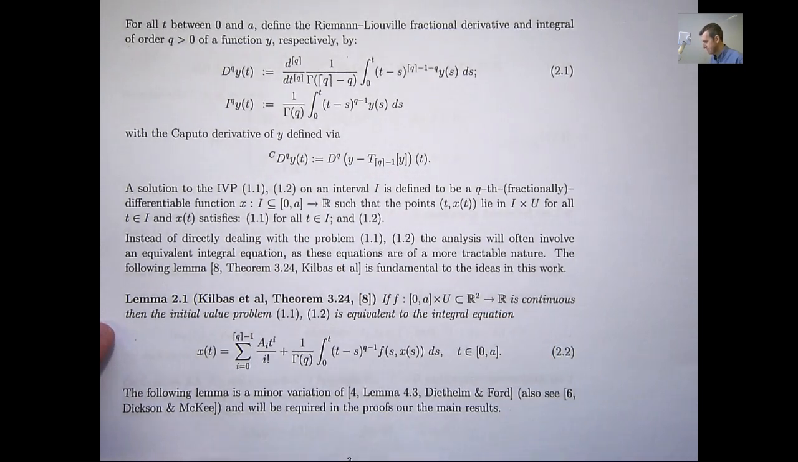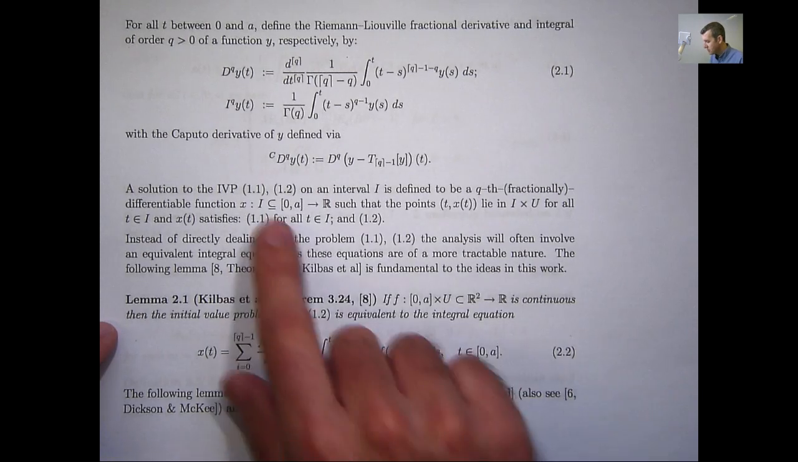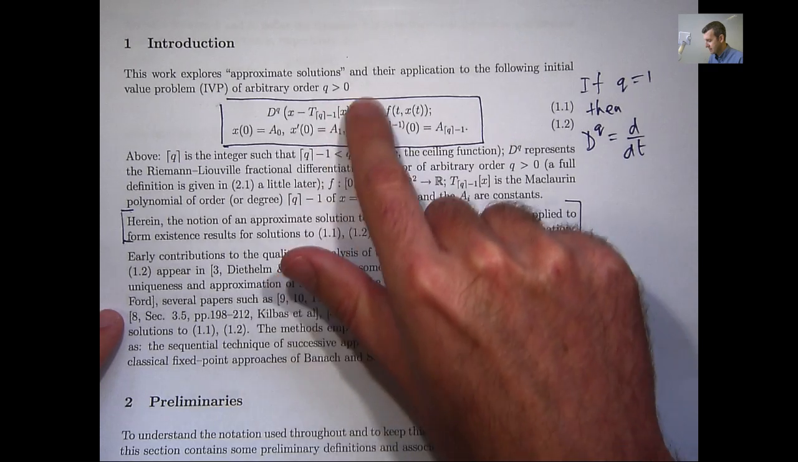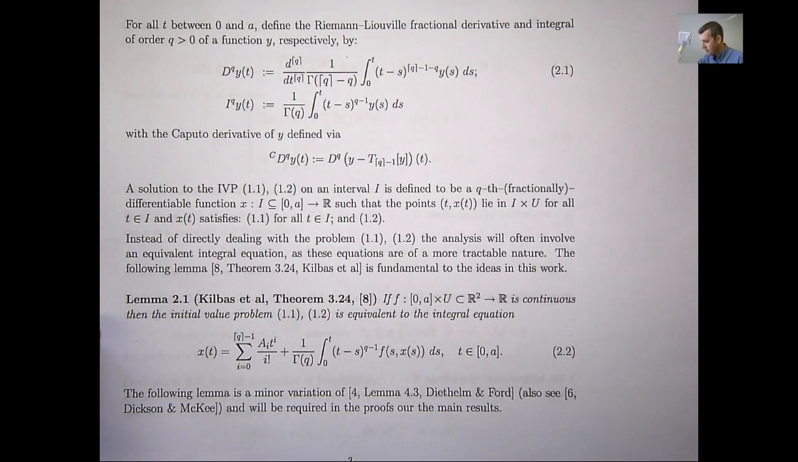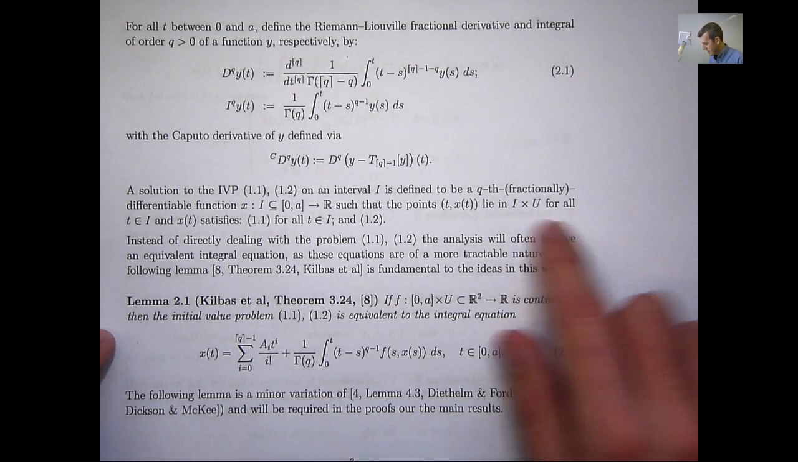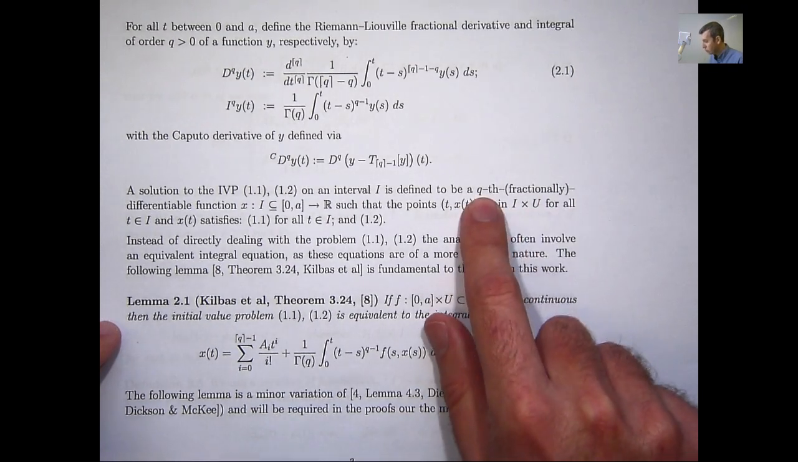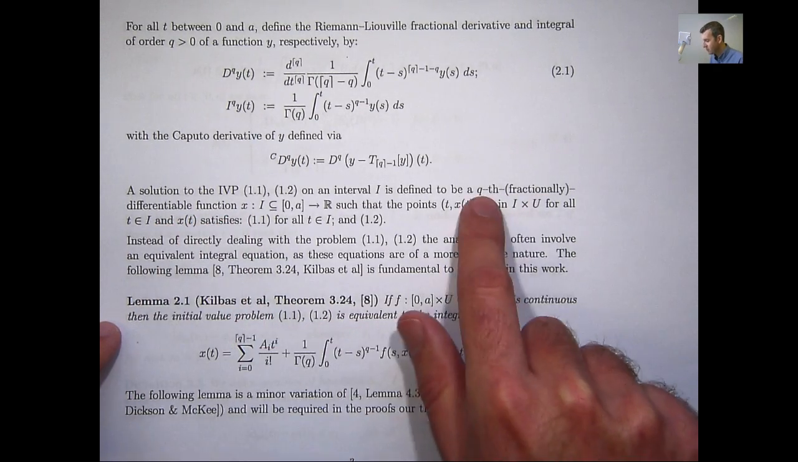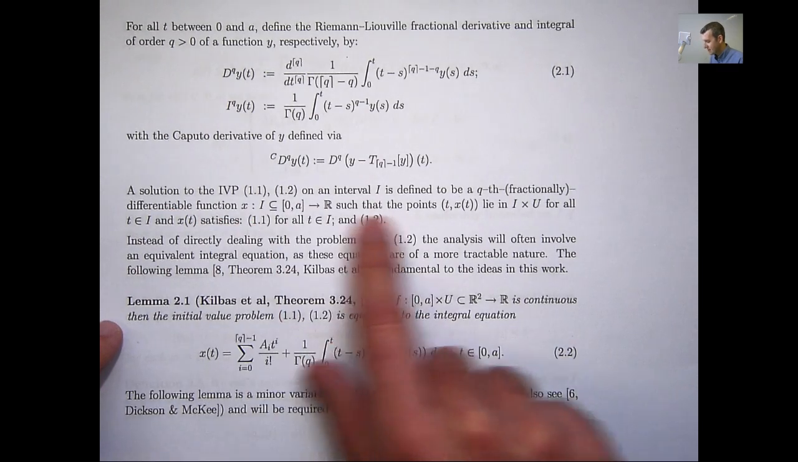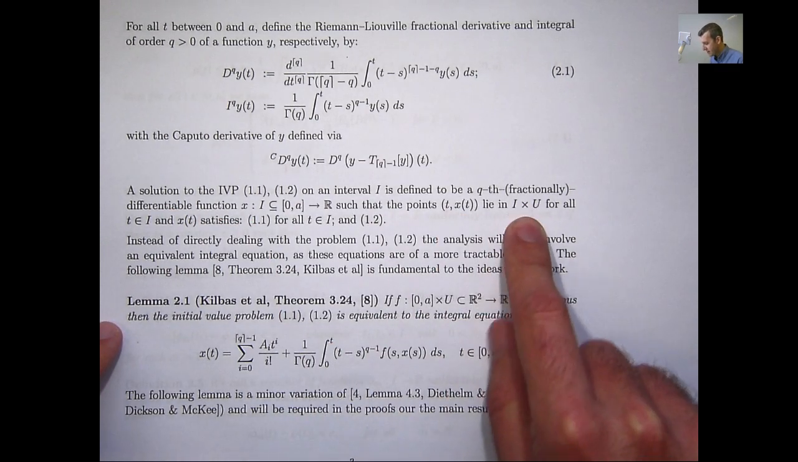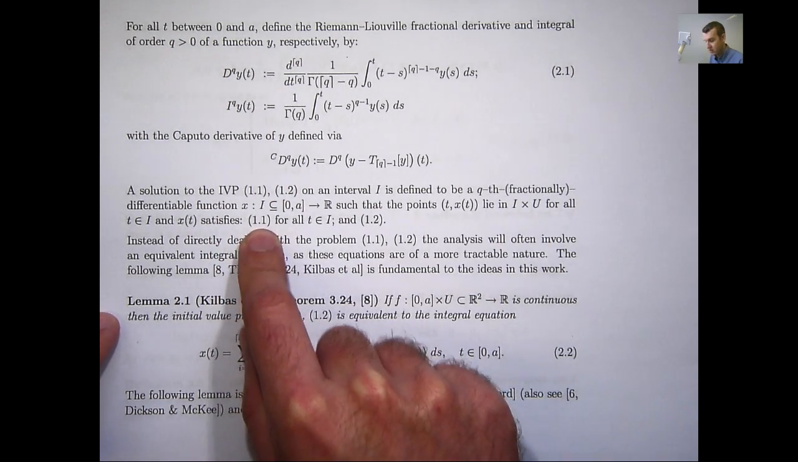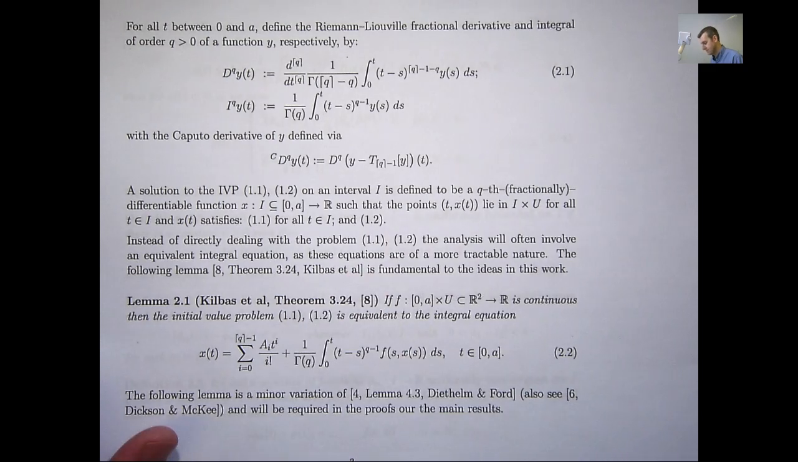So, I might use this in some places and I might use this in other places, just to save a little bit of space. Okay, well, when we talk about a solution to our original system here, we're talking about a function that has a qth order fractional derivative, such that the graph of the function lies in the domain of little f, and of course the function satisfies the fractional differential equation and the initial conditions.